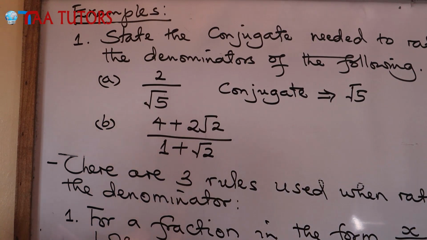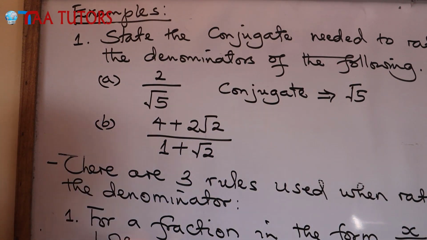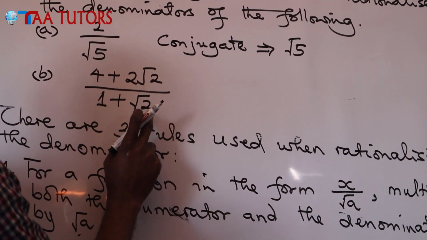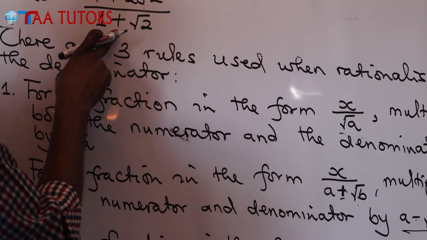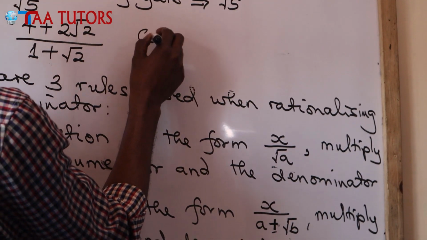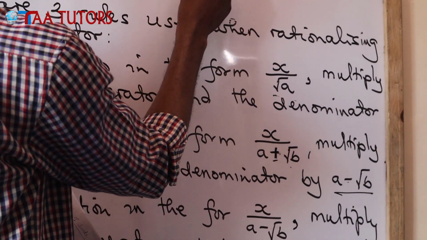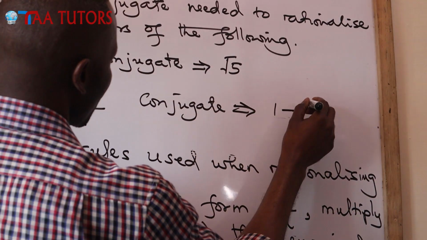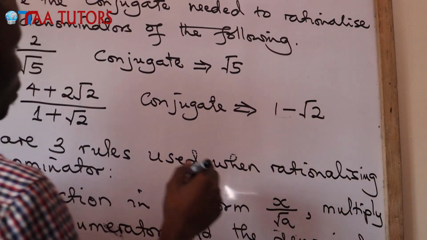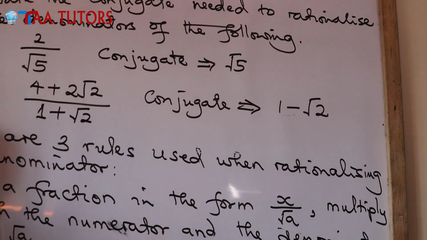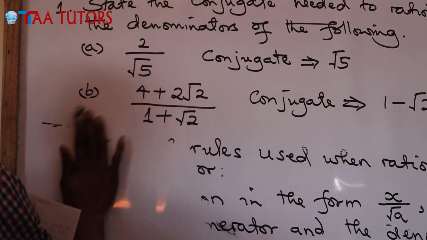So if we have this particular problem here, the conjugate, we said if you have two terms like 1 plus surd 2, this one was just one term, here we just change the sign. The conjugate will be the same thing, but here will be minus. So the conjugate for our second example should just be 1 minus surd 2. If you multiply both the numerator and the denominator by that conjugate, we are going to get the denominator as a rational number.